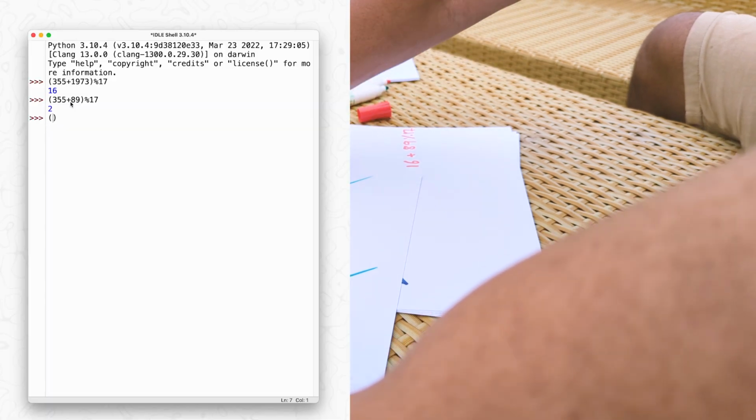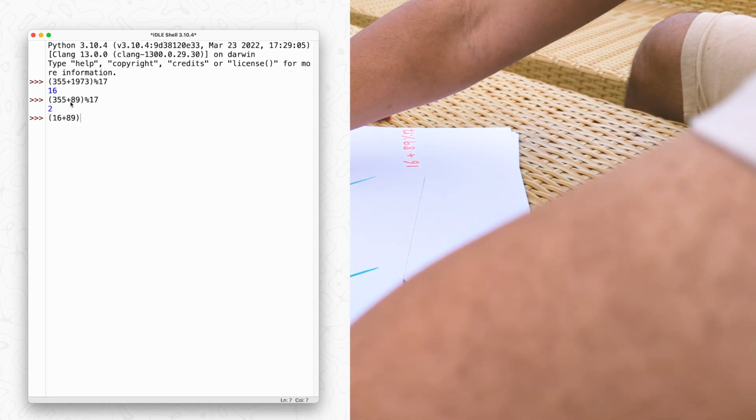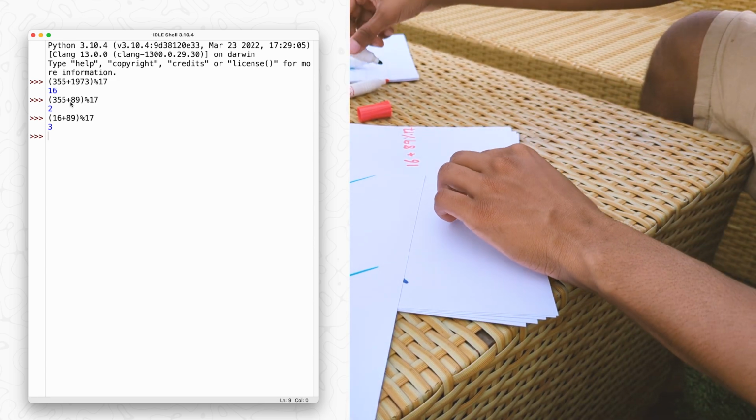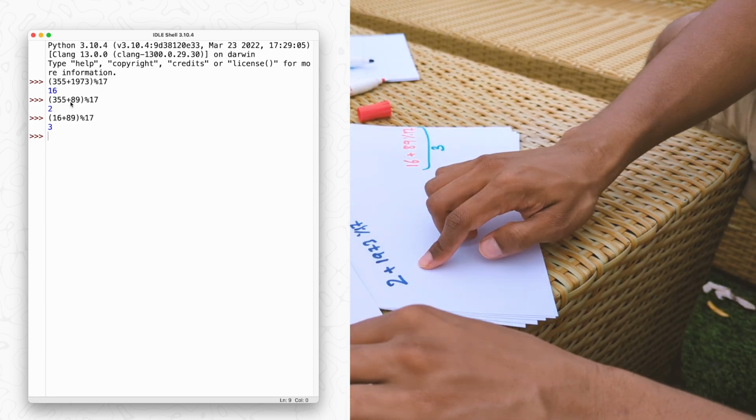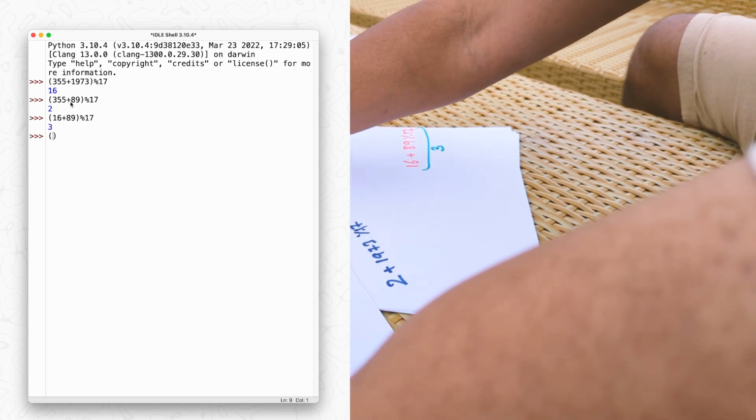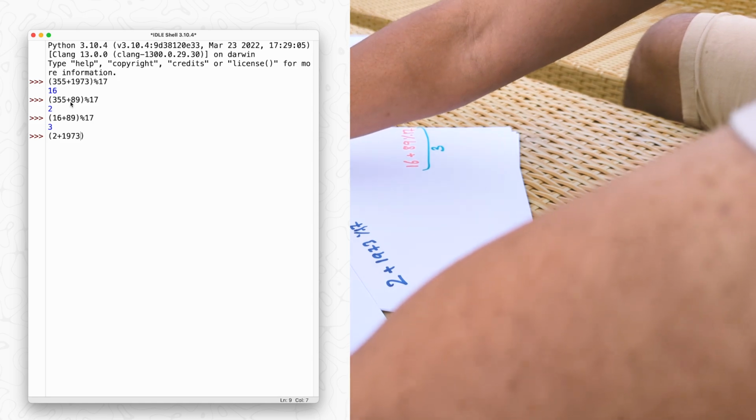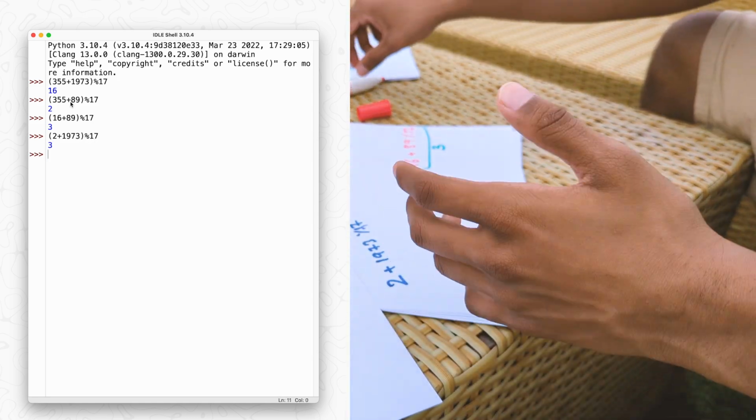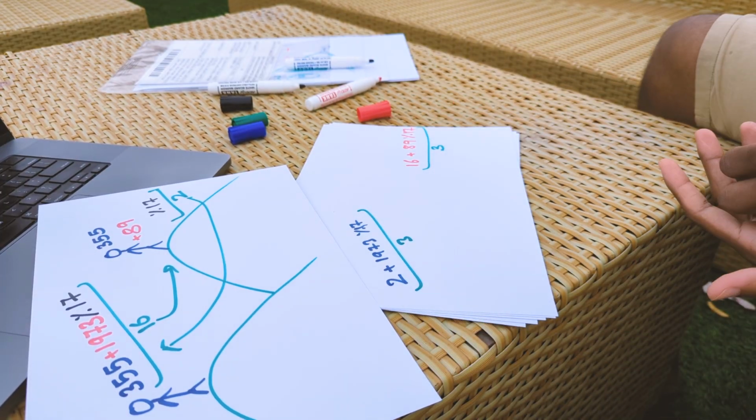So we have 16 plus 89 modulus 17. That gives us 3. This thing outputs 3. Let's see what the other outputs. This is 2 plus 1973 modulus 17, and that also outputs 3. I mean, it has to, right? That's what it means that the order doesn't matter.